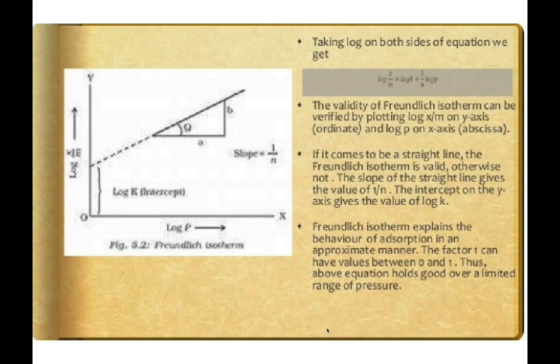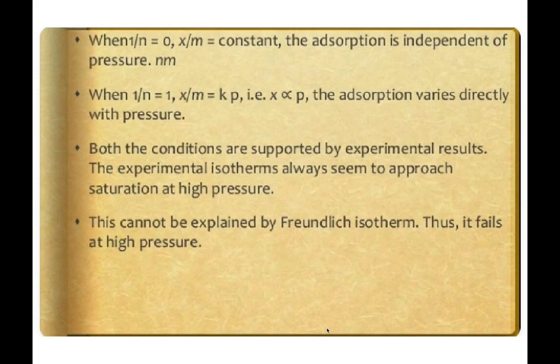Normally the Freundlich isotherm explains the behavior of adsorption in a highly approximate manner. The factor 1/n can have values between 0 and 1. Over a limited range of pressure, this equation holds good. If 1/n is equal to 0, then x/m is equal to a constant, and the adsorption is independent of the pressure. If 1/n is equal to 1, then x/m is equal to kp, which means x is directly proportional to p, and the adsorption varies directly with pressure. Both conditions are supported by experimental results.